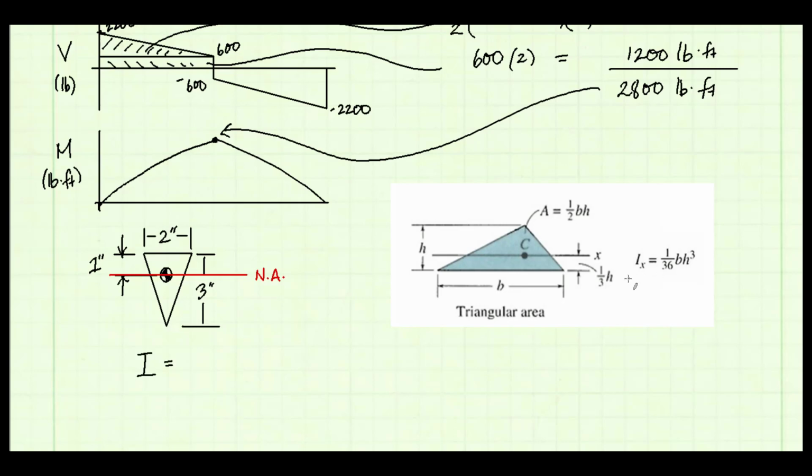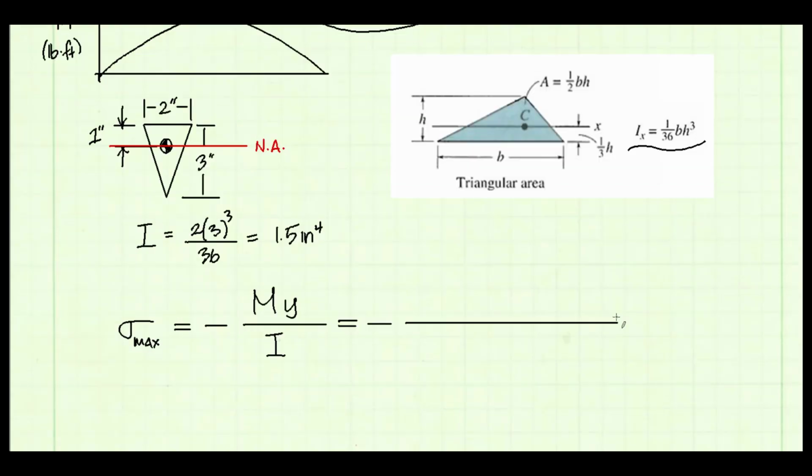Also from the exam reference material, we get an equation for the moment of inertia of the cross-section. It's 1/36 times the base times the height cubed. And that is 1.5 inches to the 4th power for our cross-section. Now I'll use the Flexure Formula to solve for maximum stress.